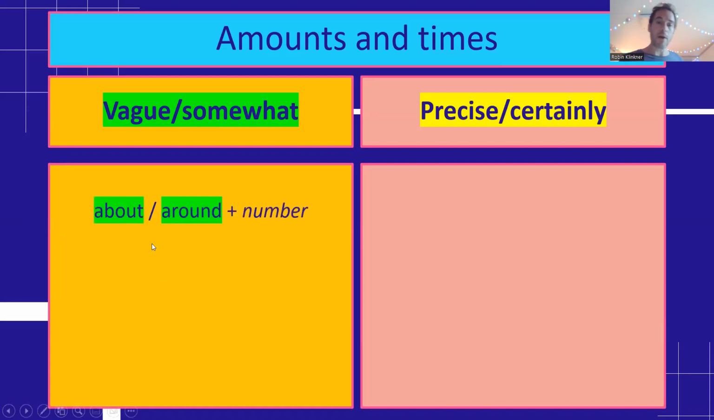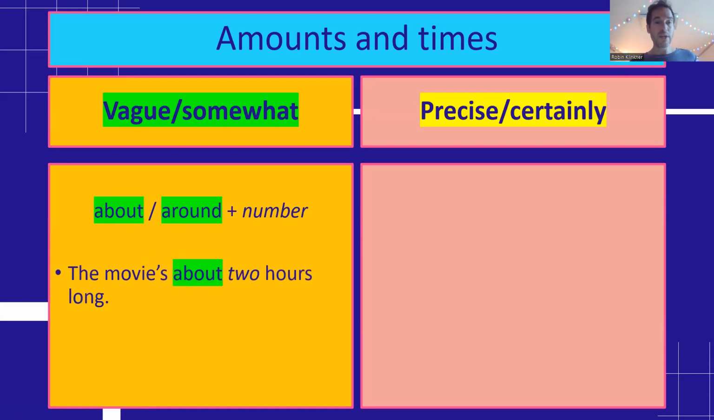When talking about amounts and times, there are two expressions: about, around, plus the number. So, the movie's about 2 hours long. Yeah, we don't have to be precise. Maybe it's 110 minutes, but it's about 2 hours long. The party starts around 6. So here it sounds like it's not super important that you're there at exactly 6.